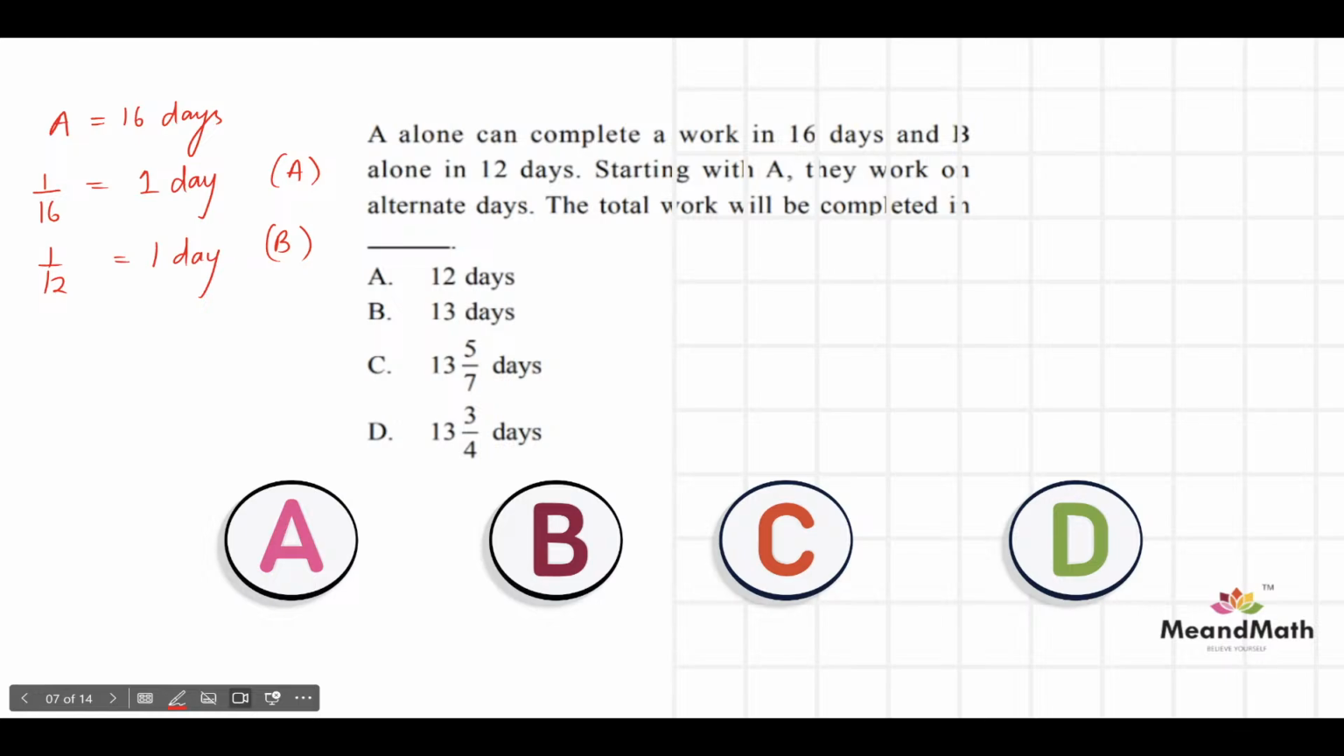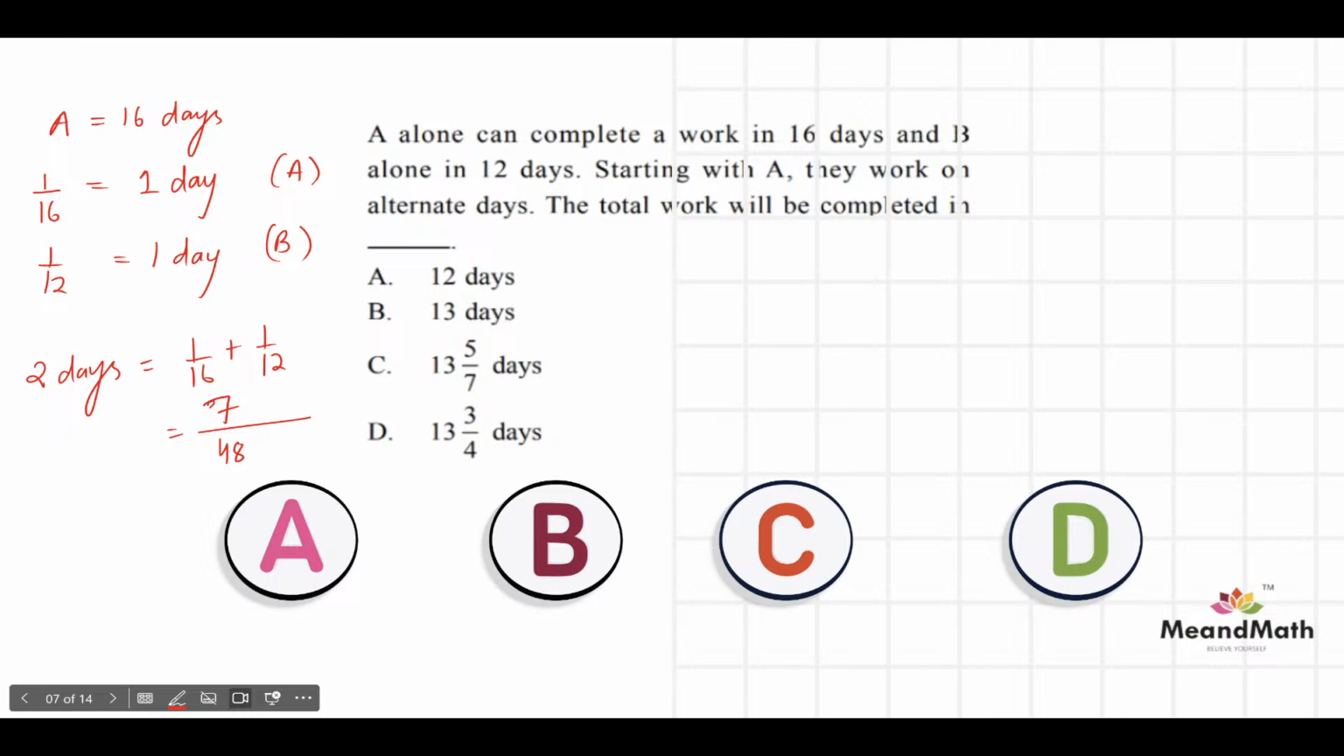So if we club the first and second day, where A and B are working on separate respective days, the work done in 2 days will be 1/16 plus 1/12, right? So 1/16 plus 1/12, you have to think of the common denominator 48, okay? So 3 plus 4, 7. It would be 7/48. In 2 days, what they both have done, 7/48 is done.